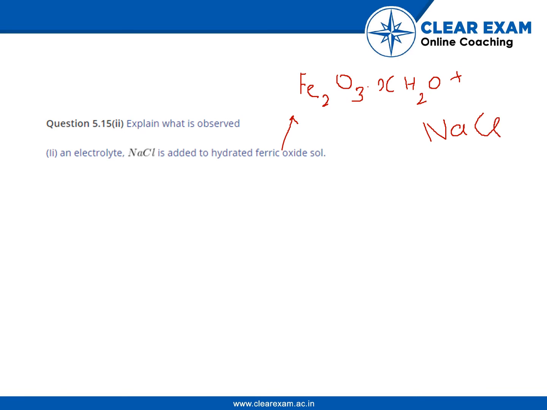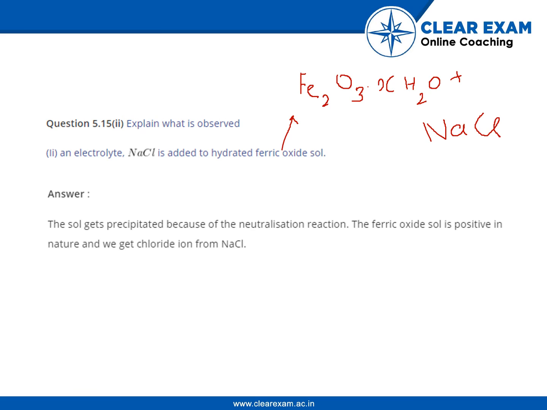Okay, so now we are going to the answer part. It is shown that the sol gets precipitated because of a neutralization reaction. The ferric oxide sol is positive in nature and we get chloride ions from NaCl. So what does this sentence mean? It means that this ferric oxide is basically positive in nature. Okay, it has a positive charge on it.